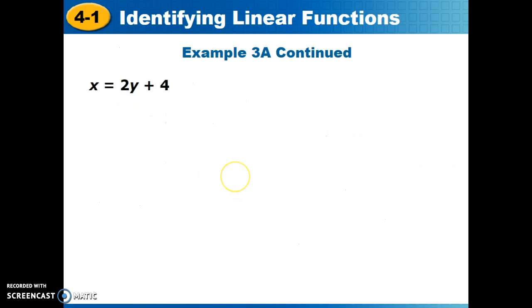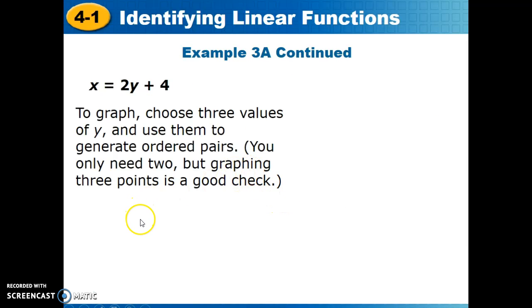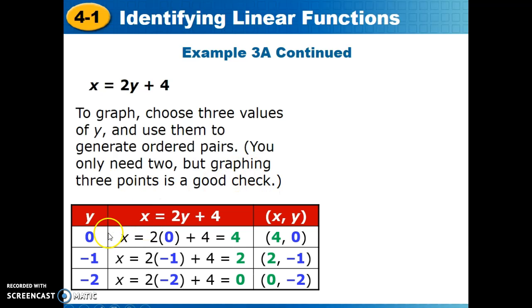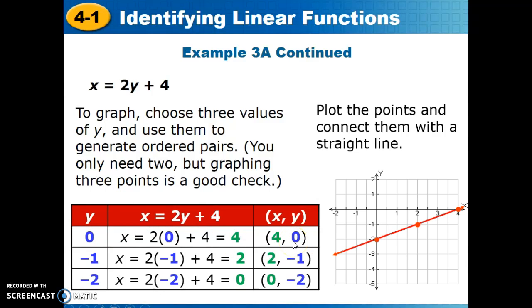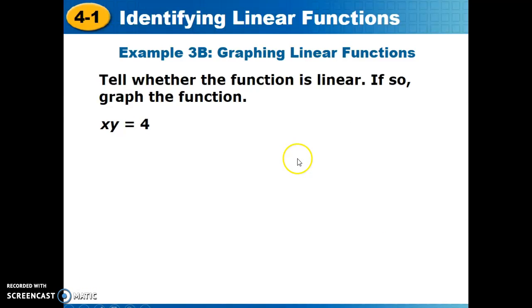How do we graph this? Well, to graph, choose 3 values of y and use them to generate ordered pairs. We're going to plug in for y in the original form because this is the side with all the calculation on it. Let y equal 0, -1, and -2. This allows us to generate our x value, creating our ordered pair. We take our x and our y in an ordered pair and plot the points. We can see that they fall in a straight line. So our original conclusion that it was a linear function is correct.